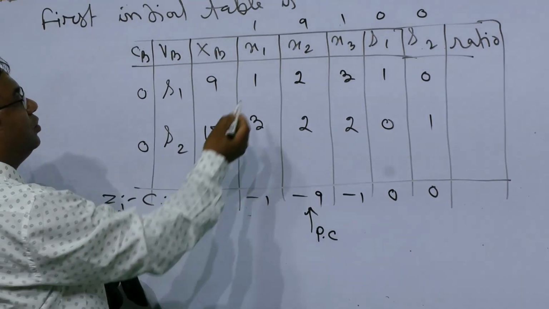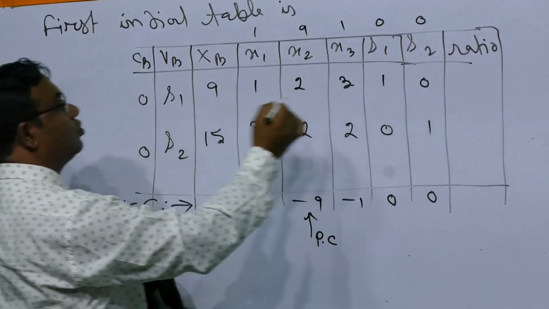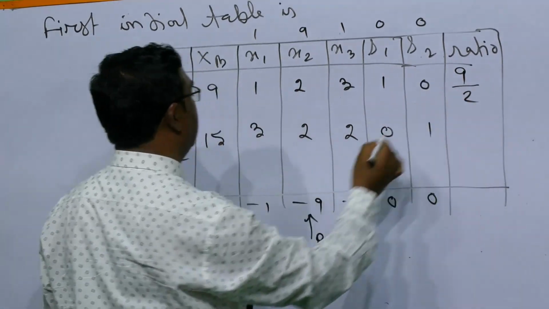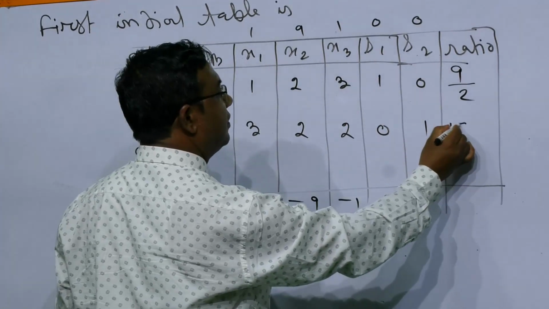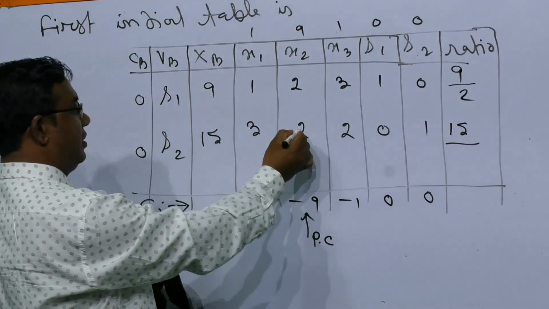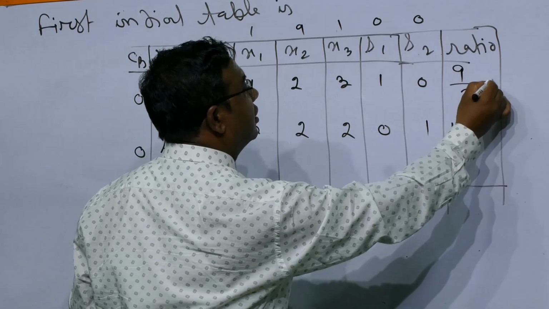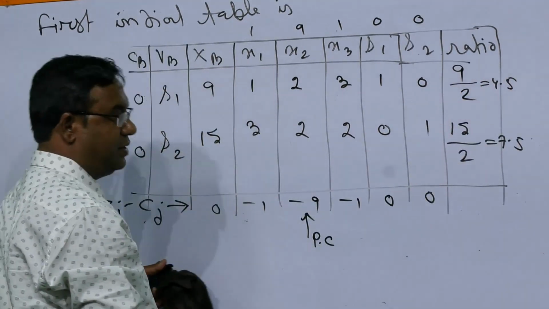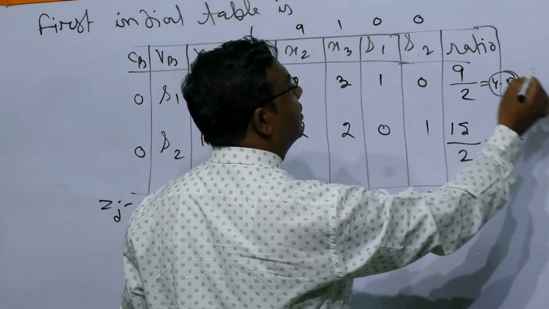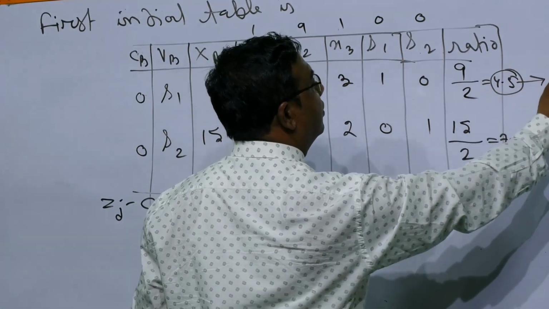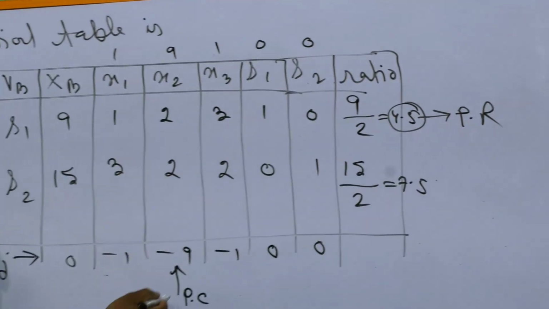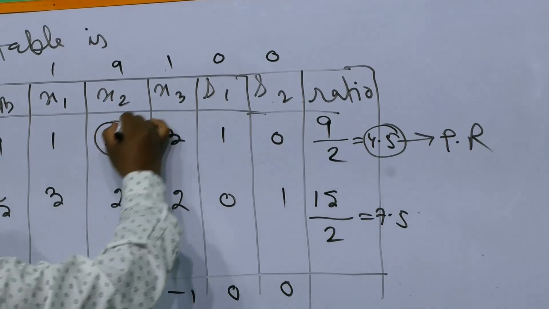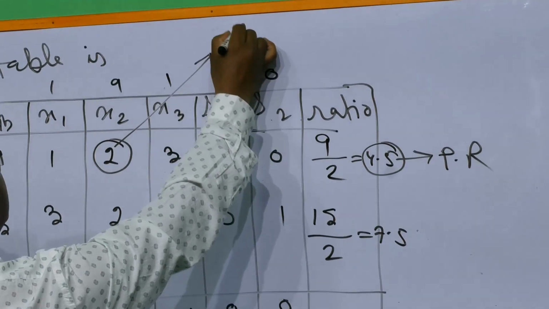Then next, you divide this basic solution by this value, and here it is 15. Then you divide, this is 2. So this is 4.5, this is 7.5. Then you take the minimum one. Minimum is this. So this is the pivot row. Here is the pivot column, here is the pivot row. So this is the pivot element.